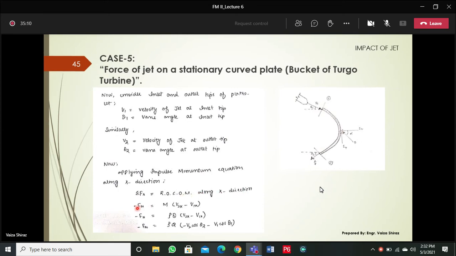It is minus Fn is equal to rho Q V2x minus... Now the only thing which you have to consider in this case, that is कि अगर आपकी surface curved है, what will be the effect on these velocity components? So you can see that V1 and V2 both are inclined. So over here you will have both the components of V1, V1x and V1y, V2x and V2y. ठीक है?